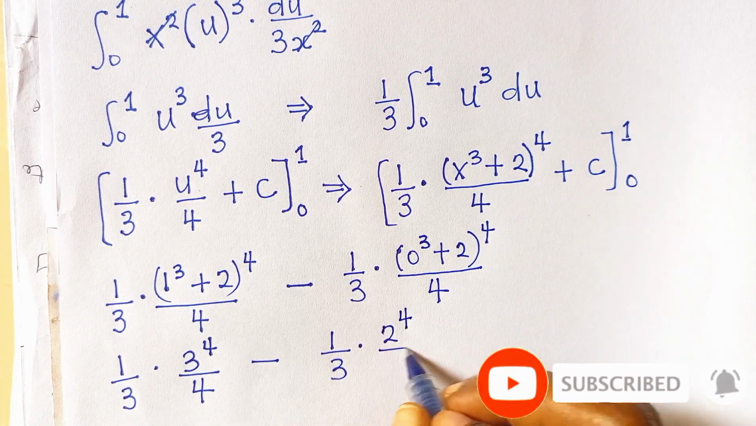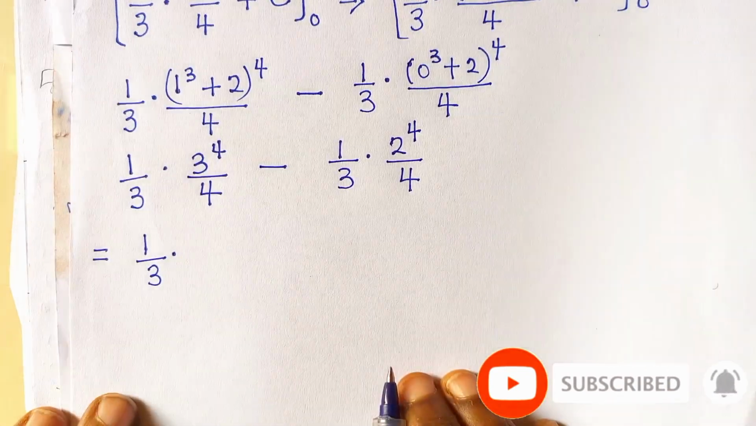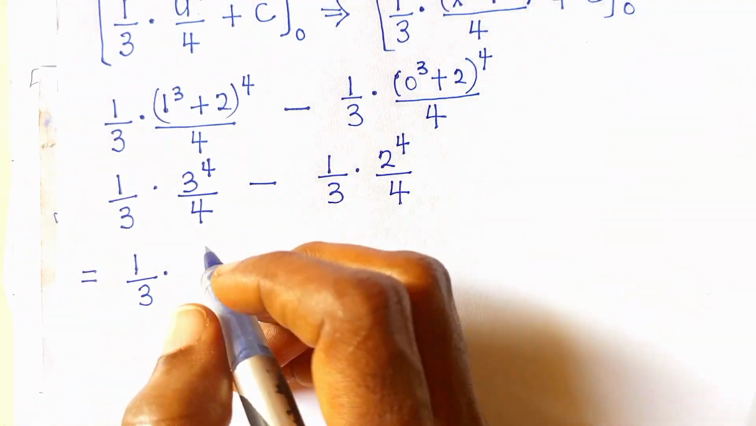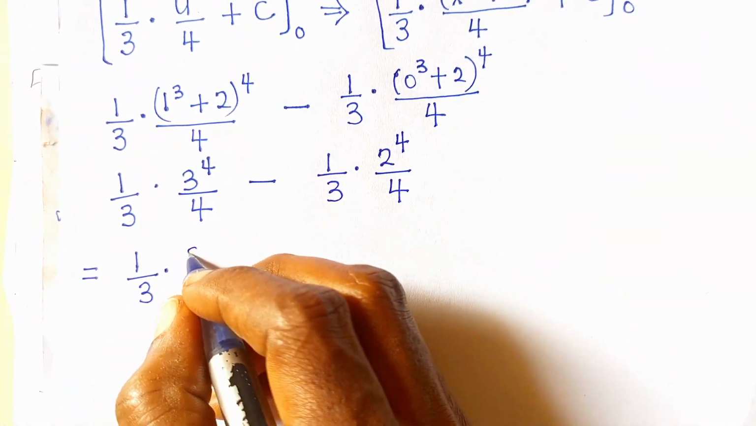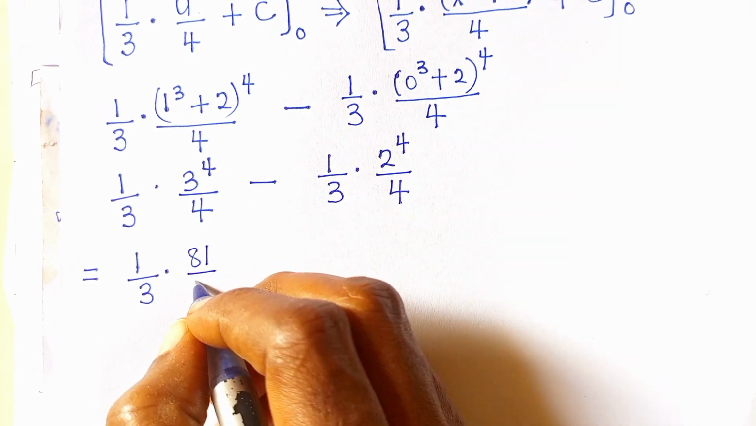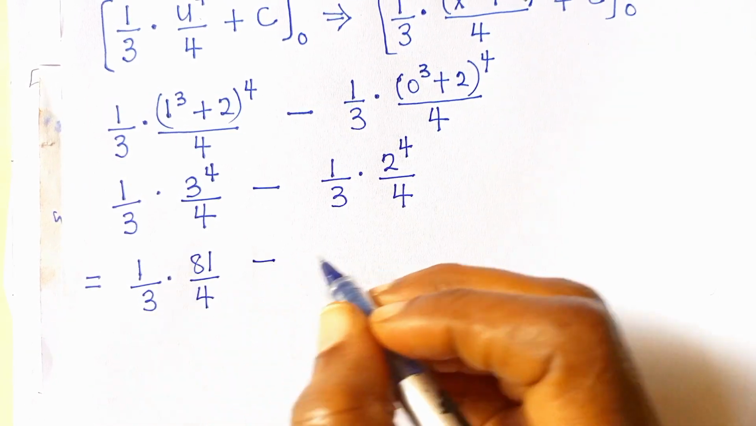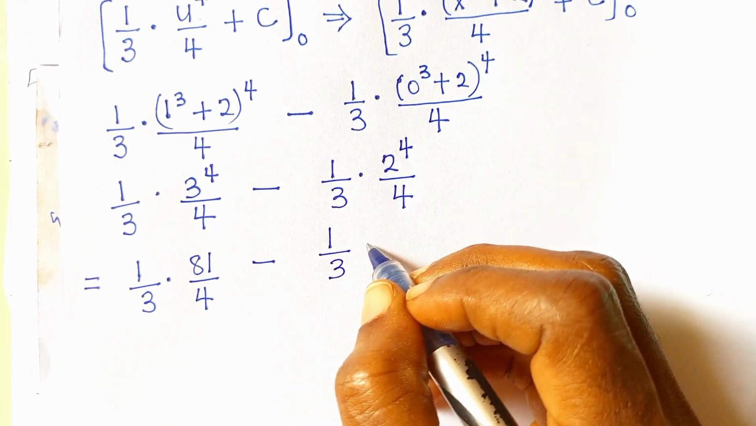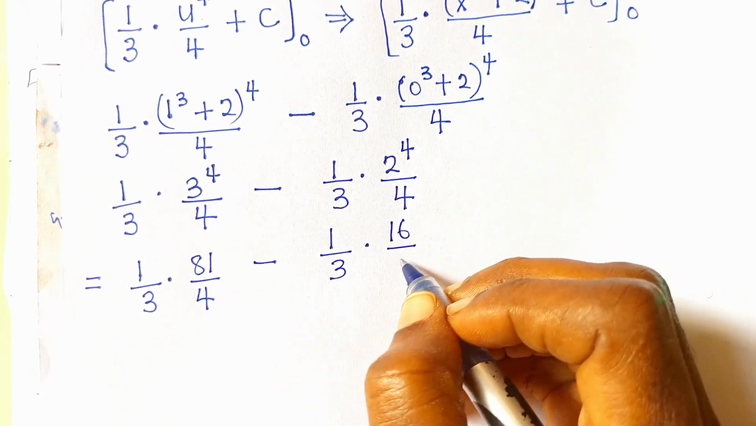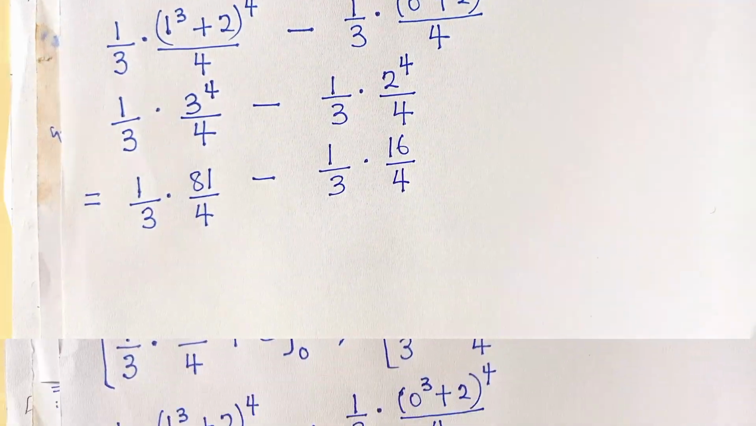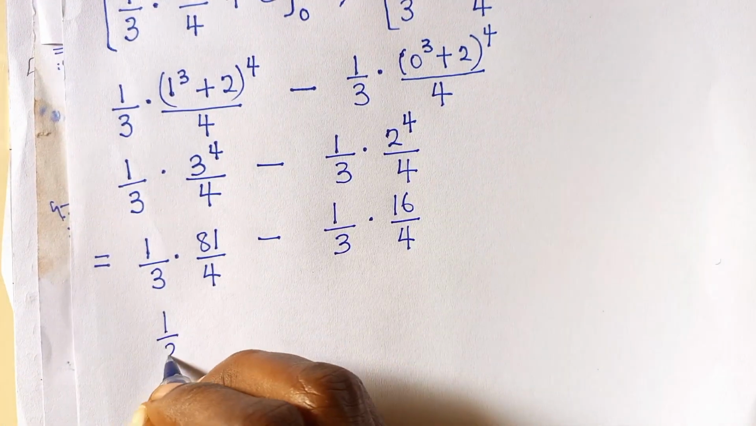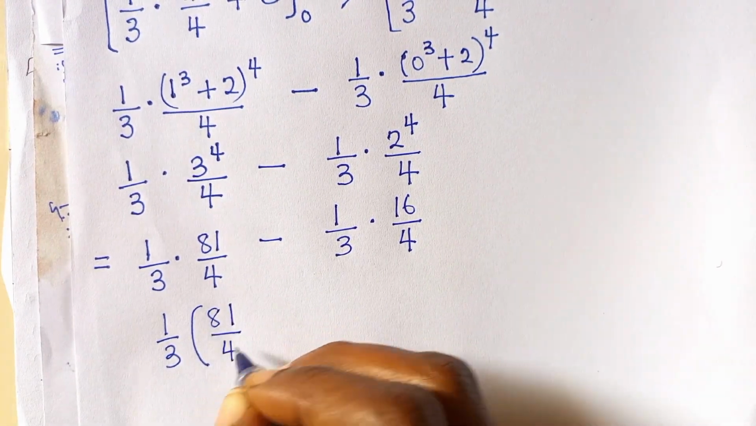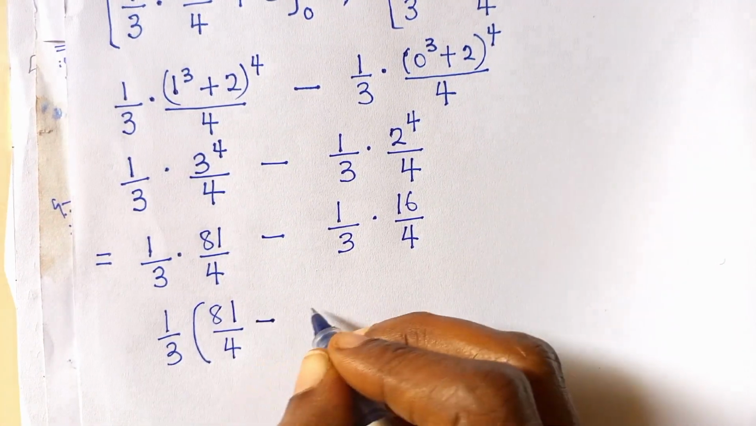Then we can see that in this equation we have 3 raised to power 4 is 81. So 81 over 4 minus 1 over 3 multiplied by 2 raised to power 4 is 16 over 4. Now we can factor out 1 over 3 because it's common to both sides of the equation. Now we have 1 over 3 into bracket 81 over 4 minus 16 over 4.